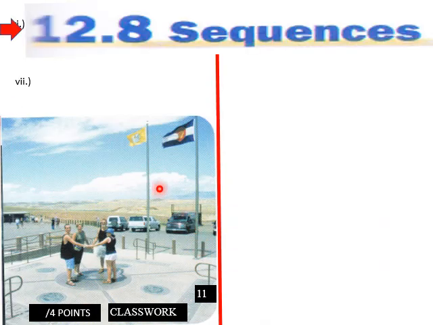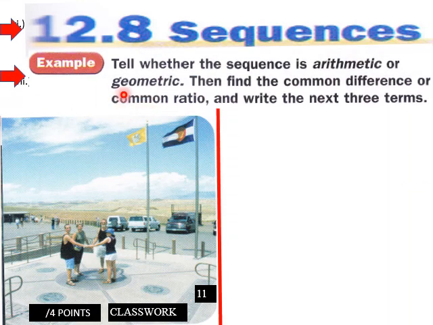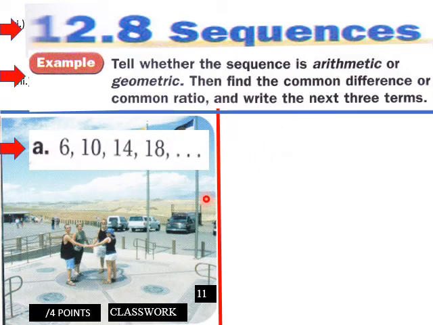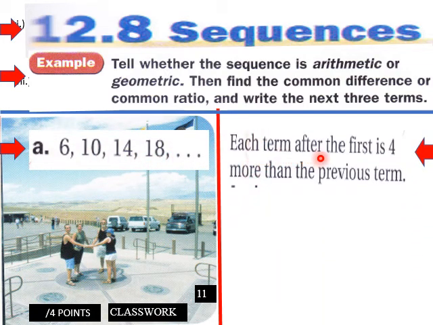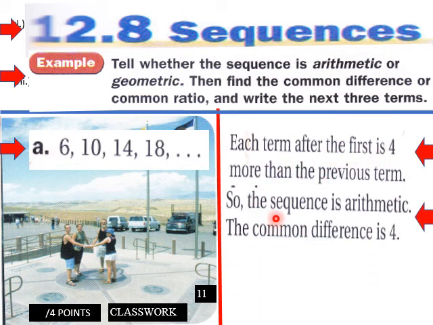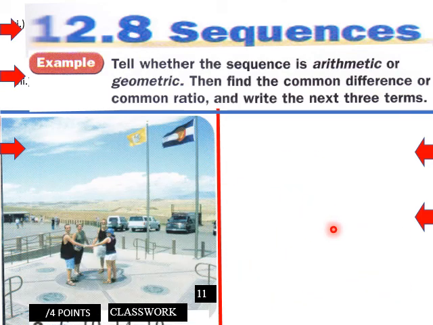Moving into our next example here, 12.8 sequences. Tell whether the sequence is arithmetic or geometric, then find a common difference or common ratio and write the next 3 terms. So here we have 6, 10, 14, 18. Each term after the first is 4 more than the previous. So the sequence is arithmetic. The common difference here is 4.